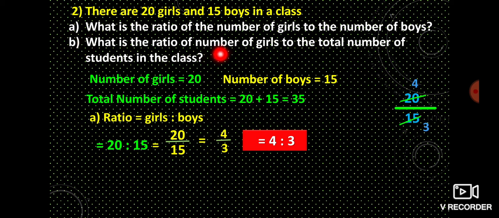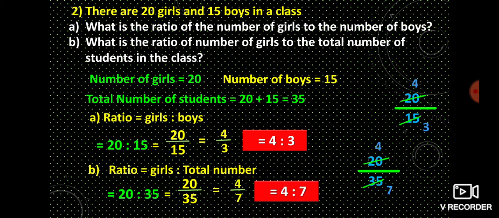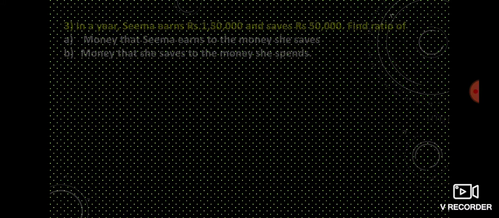Next, B question. Number of girls to total number. So girls is to total number. Girls we know is 20. Total number we know is 35. 20 is to 35. 20 by 35. Then in 20 by 35, 5 is common. In 20, 4 times 5. In 35, 7 times 5. So the answer is 4 is to 7. So have you understood this? Yes, very simple.